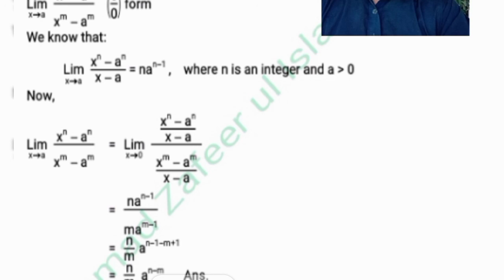n divided by m will be written the same, a power n minus 1. As there is a power in the denominator, a power m minus 1, so it will be minus m plus 1 in the numerator. Minus 1 plus 1 will be cancelled, and we have n over m a power n minus m. That is the answer of the question.